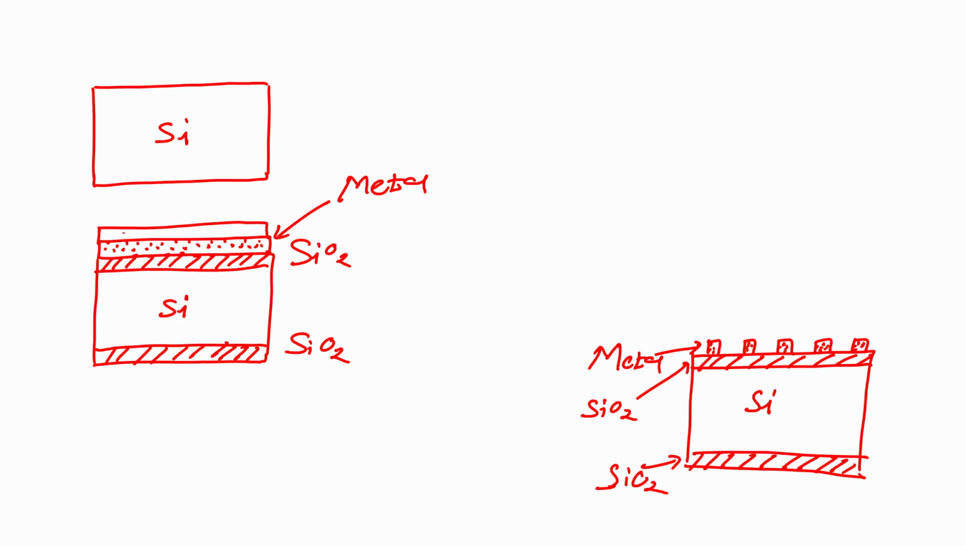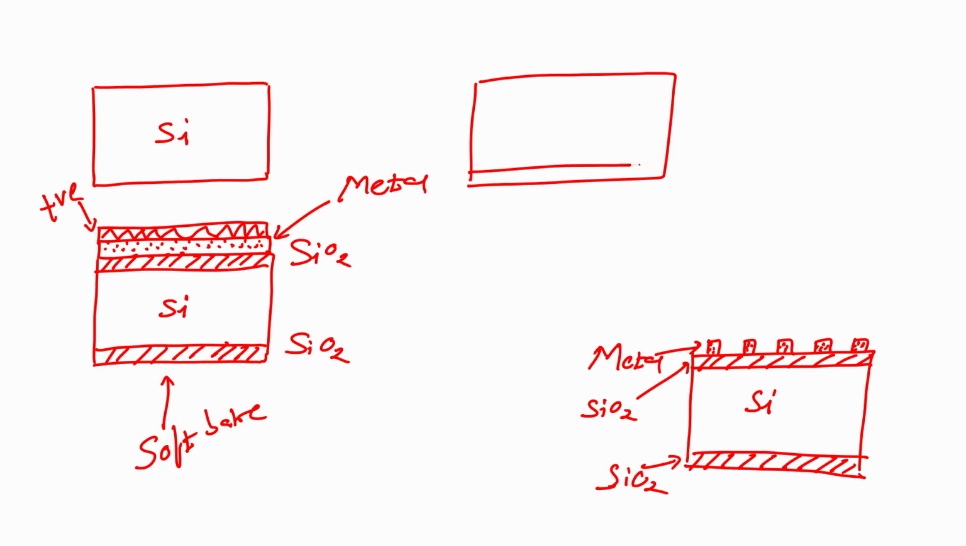On this metal, I am coating primer and then I am spin coating photoresist. This is positive photoresist. The photoresist that we are spin coating on the oxidized silicon substrate with metal deposited using physical vapor deposition is my positive photoresist. Next step is soft bake. Next step is to load the mask.